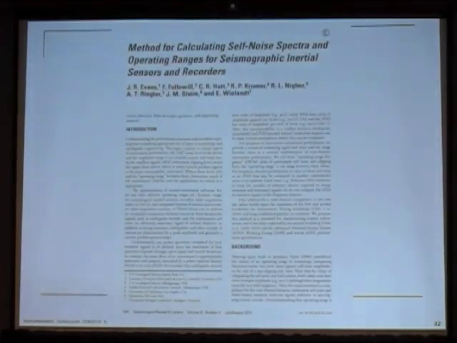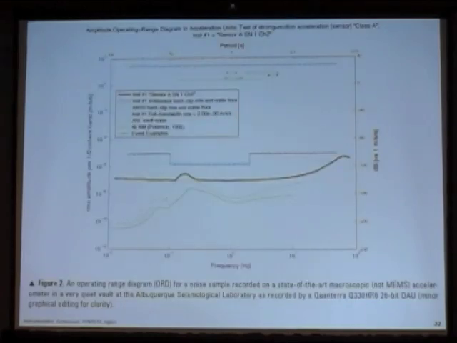Now there's a paper that was just published last month in Seismological Research Letters. I've been working with a bunch of colleagues at the USGS and others, developing and defining this idea of operating range for earthquake sensors. And everything in here is transferable directly to strain, displacement, and others. It's Seismological Research Letters, July-August 2010, and John Evans is the primary author.